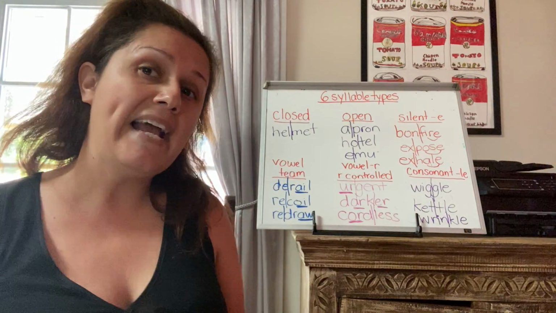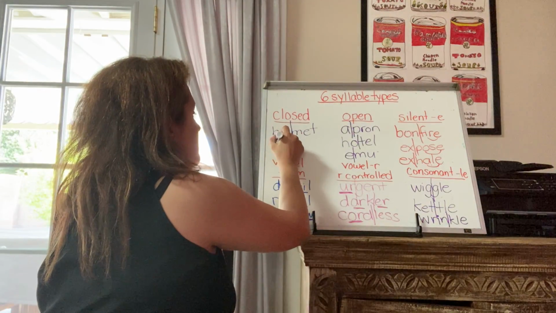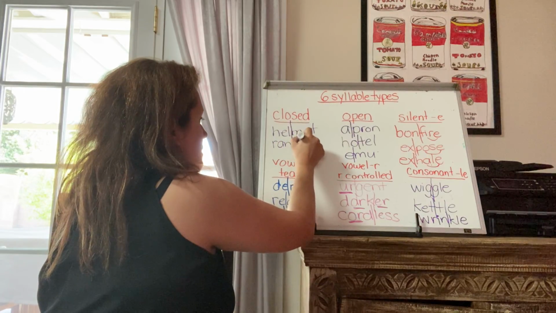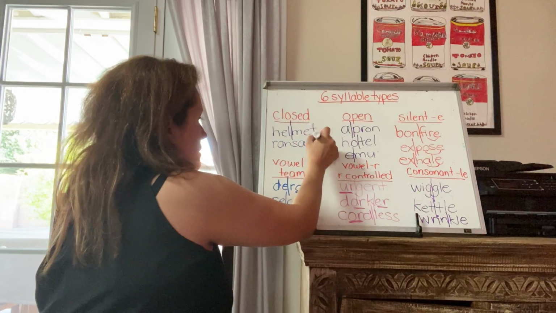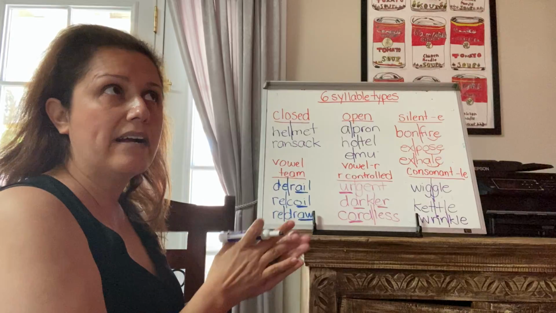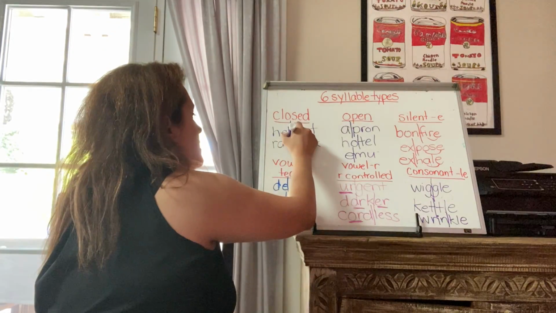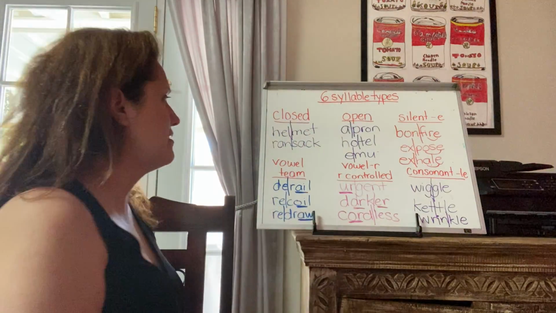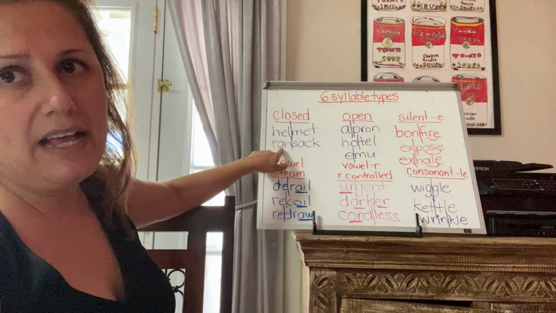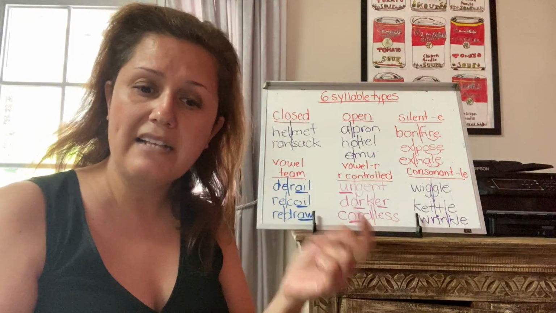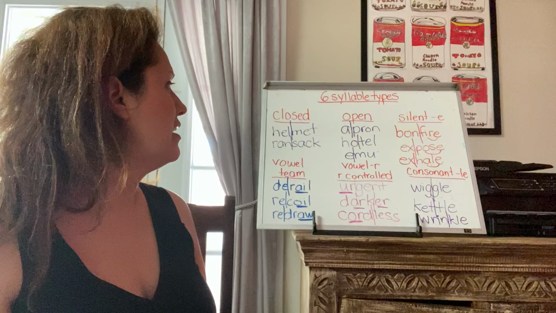Okay, let's do ransack. Ransack. Ran stops between the N and the S. And ran has a short vowel sound. It has an a sound. Okay? I'm going to give you one more.